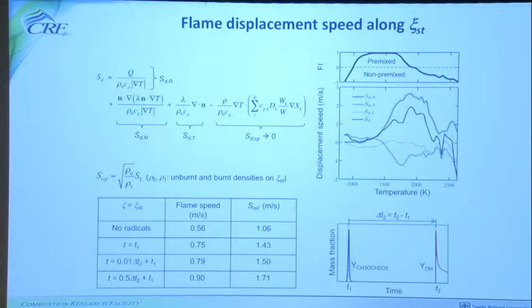And so if we assume that there are no radicals and that it's just inerts, there are no reactions upstream of the lifted flame base, then you would get a laminar burning velocity of about 0.56 meters a second, which would give you a displacement speed based on this density relation of about 1.06 meters a second due to flow divergence effects.